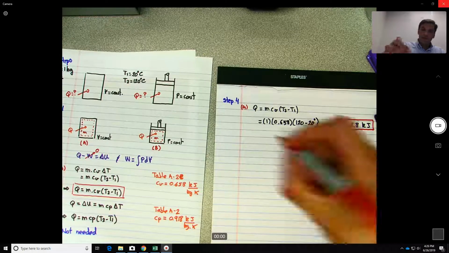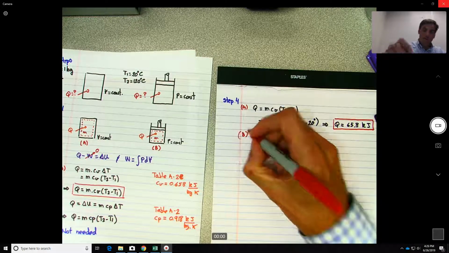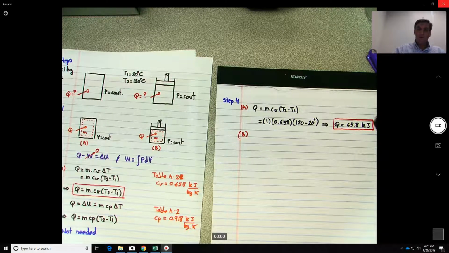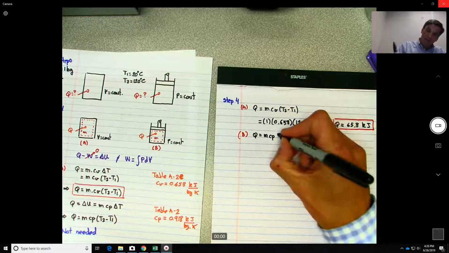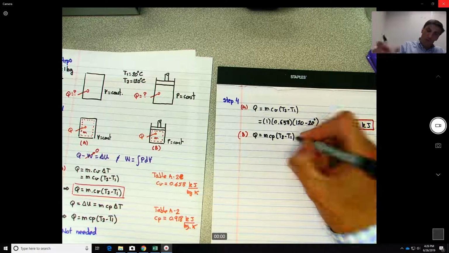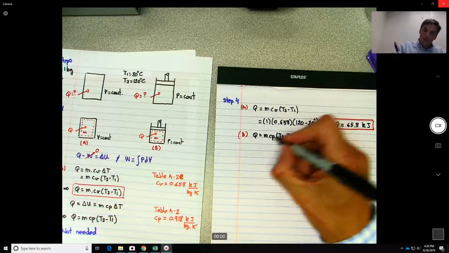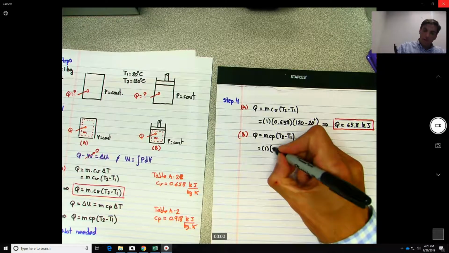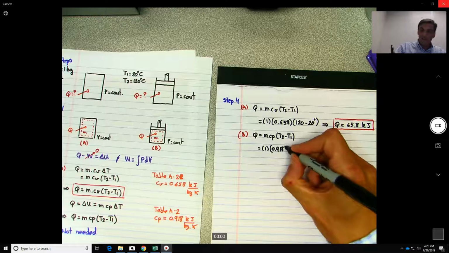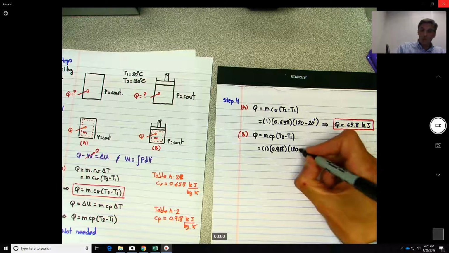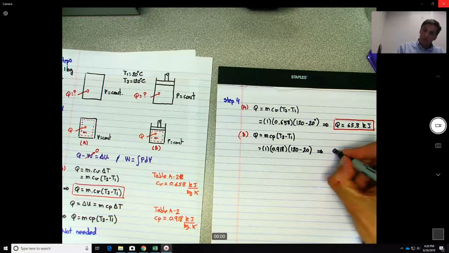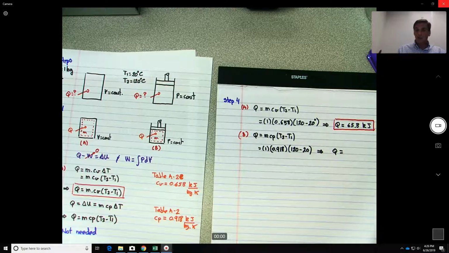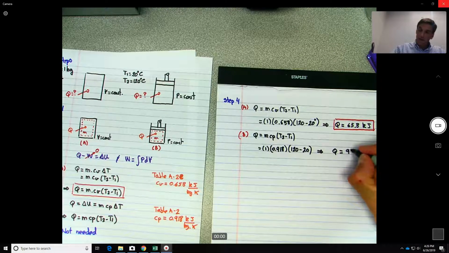Okay, and in case B, we have Q equal to m C_P (T2 minus T1). So this will give us 1 times 0.918 times (120 minus 20), which will give us Q equal to 91.8 kilojoules.